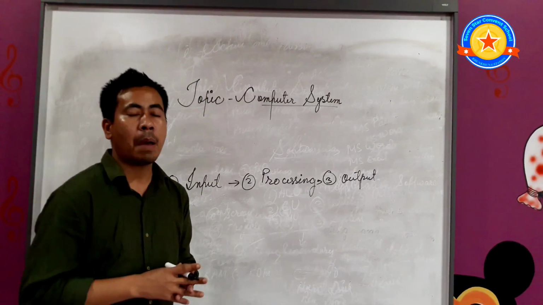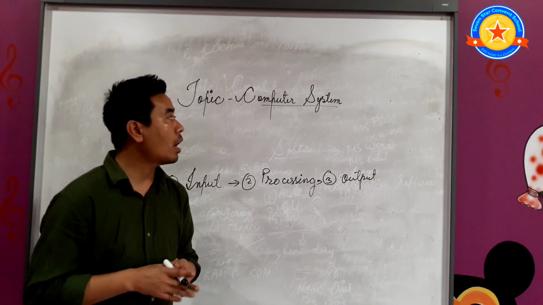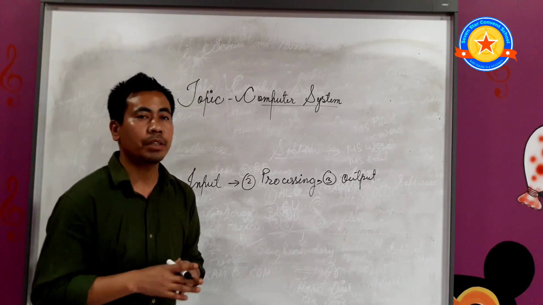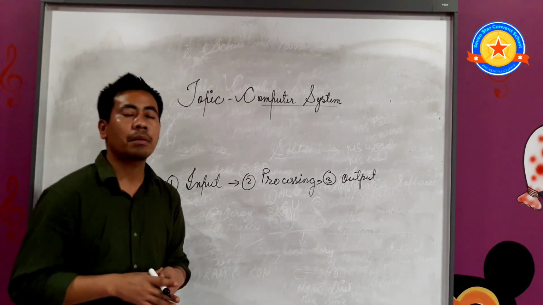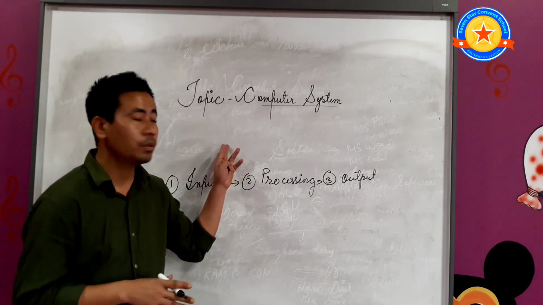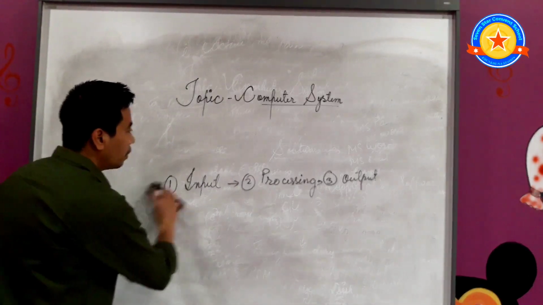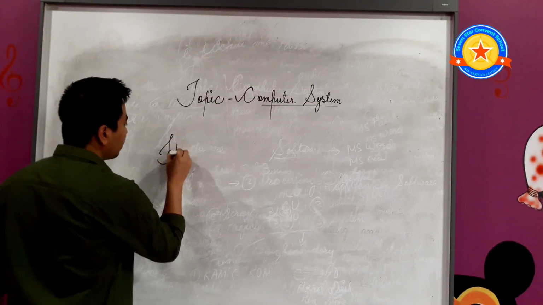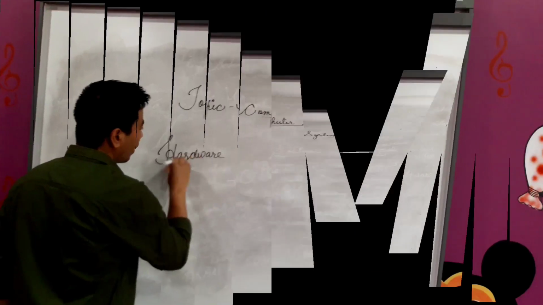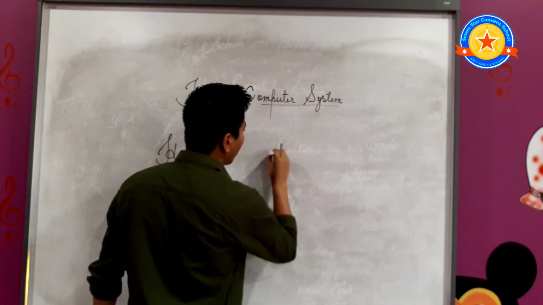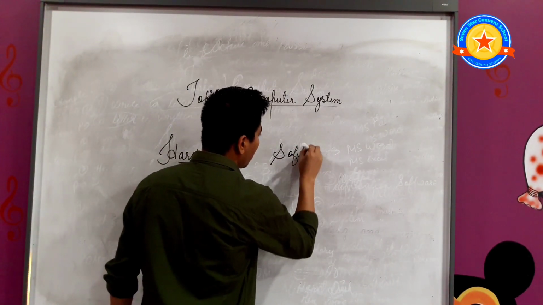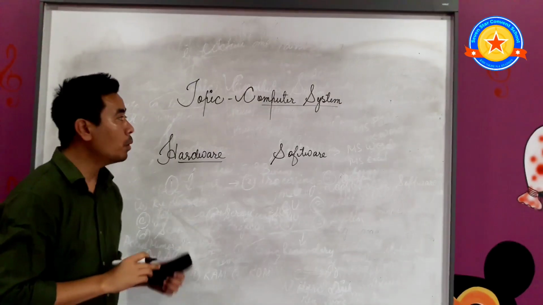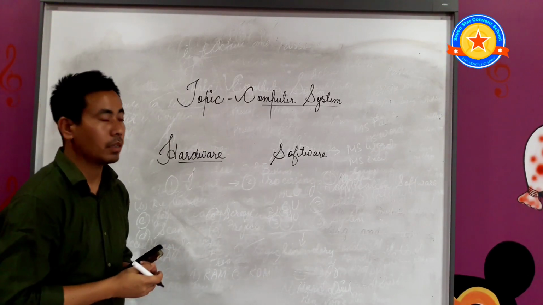A computer system is made up of hardware and software. There are two major elements of a computer system. You will learn with the diagram, so let me draw the diagram. Number one is hardware, and number two is software. These two, hardware and software, are the most important for computers.